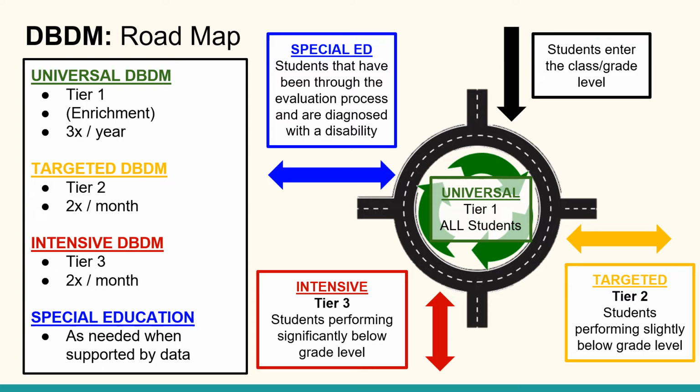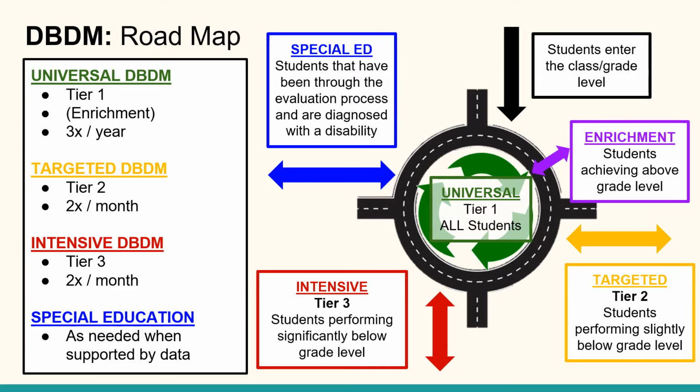These arrows also remind us that there should be ongoing communication between these DBDM processes and the universal Tier 1 system. Note that even the special education arrow points in both directions because students should not be receiving these supports in isolation from their Tier 1 instruction. Even when a student is receiving special education services, those teachers and systems should be reciprocally communicating about the student's needs and progress.